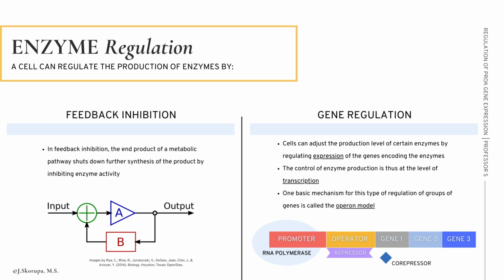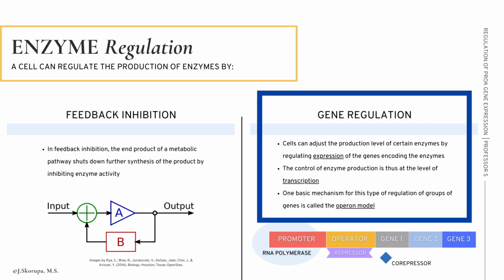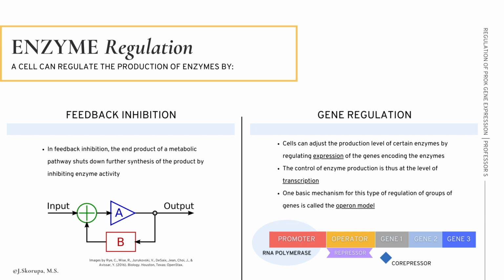Cells can adjust the production level of certain enzymes by regulating the expression of the genes that code for those enzymes. The control of enzyme production is thus at the level of transcription. Here it is again, transcription. We'll get to this in a moment. One basic mechanism for this type of regulation, where we can control the expression of groups of genes, is called the operon model.